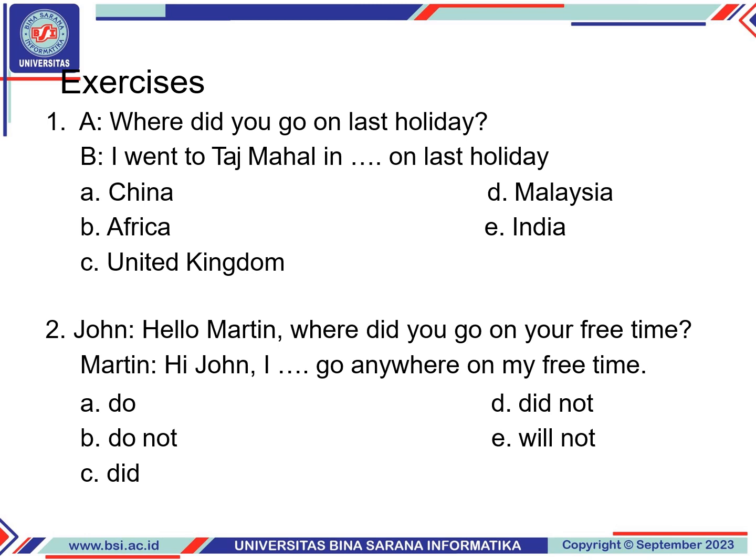What about number two? Hello, Martin. Where did you go on your free time? Hi, John. I blank go anywhere on my free time. In here, there is where did you go? There is the clue. So the answer: Hi John, I didn't, or I did not. The answer is delta or D. I didn't go anywhere on my free time.